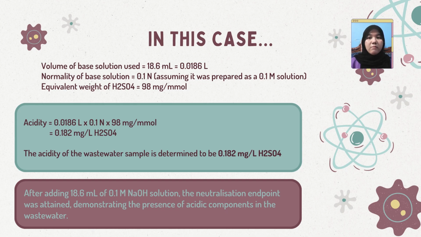Before we proceed, make sure to convert the volume into liters, and the new volume will be 0.0186 liter. As we prepared the solution as a 0.1 M solution, the normality of the base solution will be 0.1 N, and the equivalent weight of H2SO4 is 98 g per mol. Then, transfer all the values into the formula, and the acidity of the wastewater sample is determined to be 0.182 g per L H2SO4.